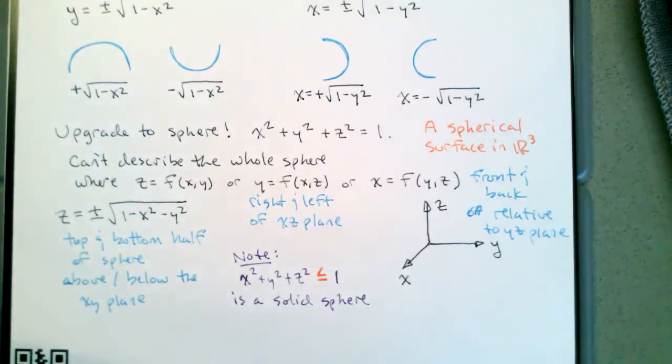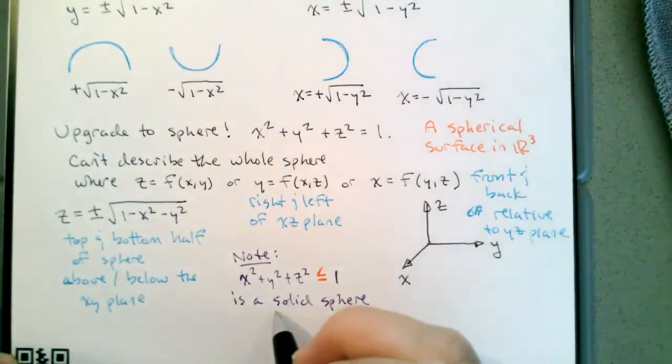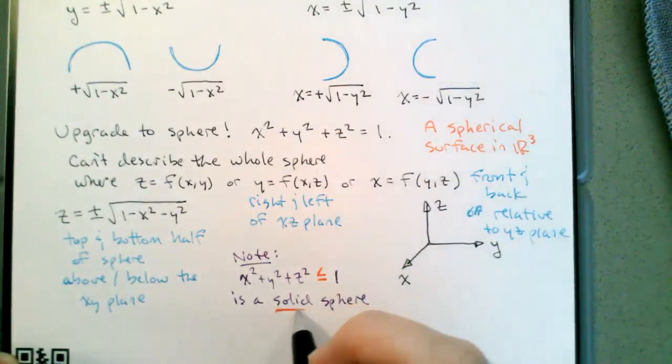Any questions? So this less than or equal to, that's how we would make the sphere a solid sphere.